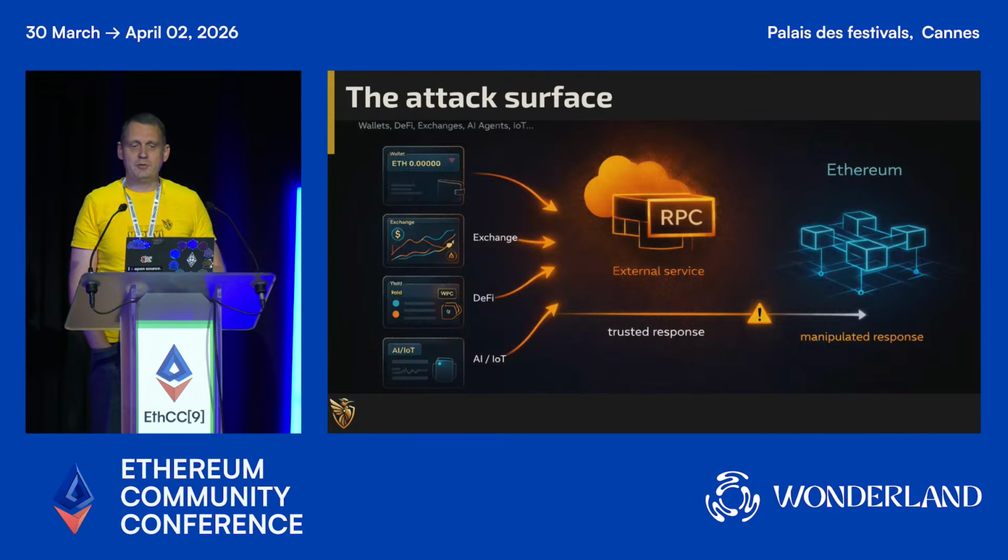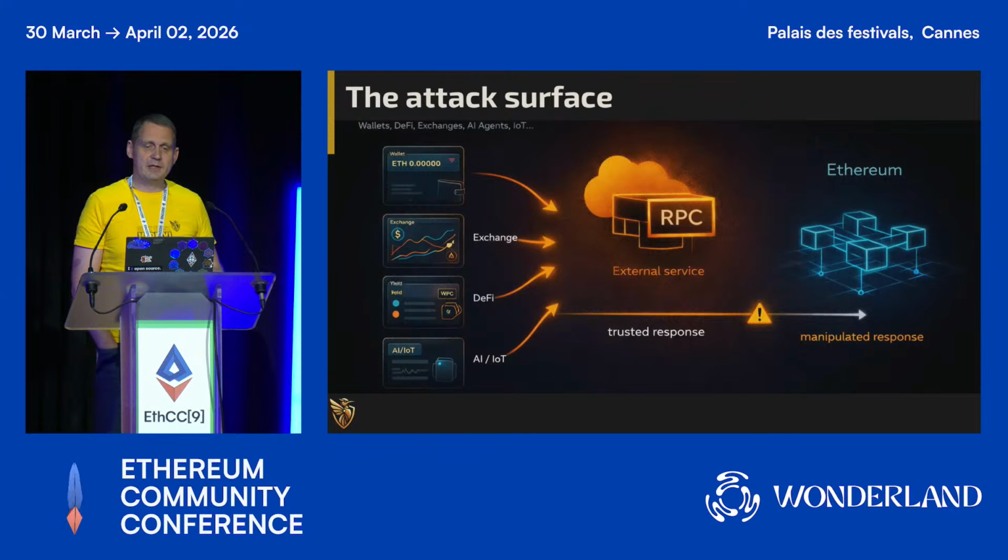For example, they can return a manipulated balance. They can change the result of a transaction simulation. They can hide transactions or invent ones that never happened. They can return stale data, so your application acts on an outdated state.